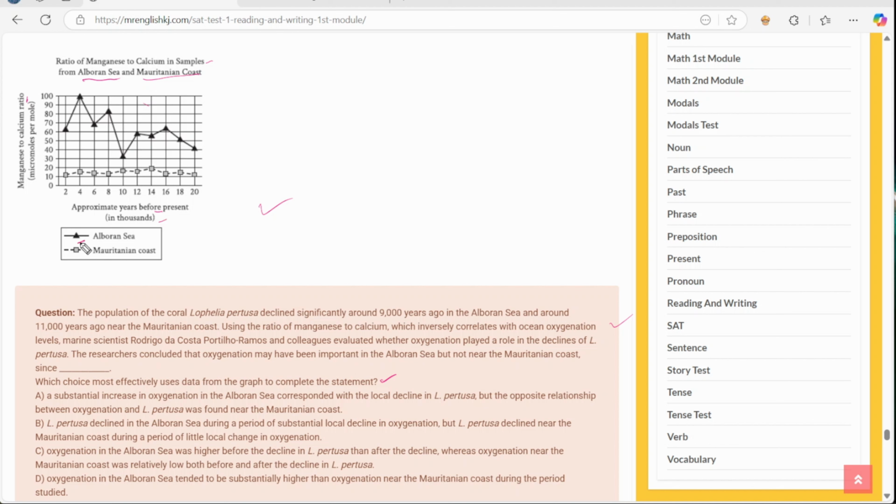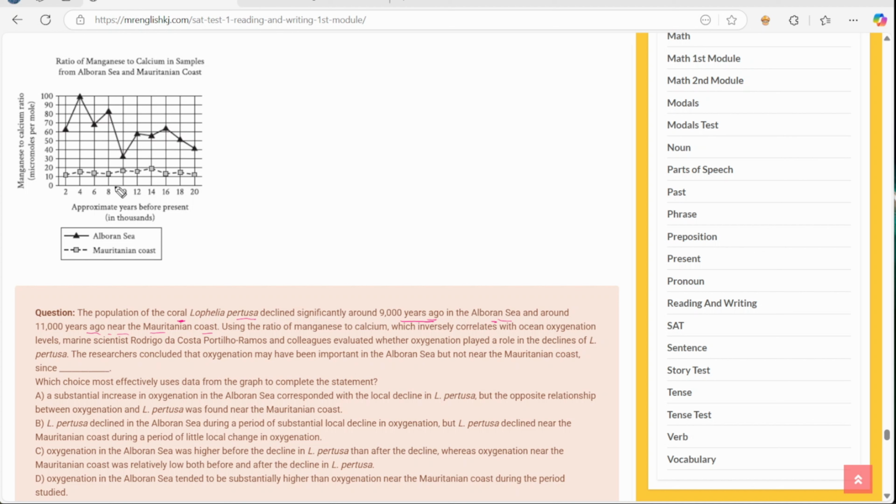Okay, this is the indication of Alboran, and this is the indication of Mauritian coast. Now we know the graph. We know this chart is for Alboran, Mauritian. Now the population of coral Albertusa declined significantly around 9,000 years ago in Alboran Sea, and around 11,000 years ago near the Mauritian coast. We need to focus on 9,000 years ago in Alboran and around 11,000 in Mauritian coast.